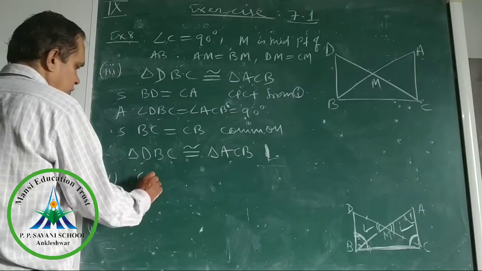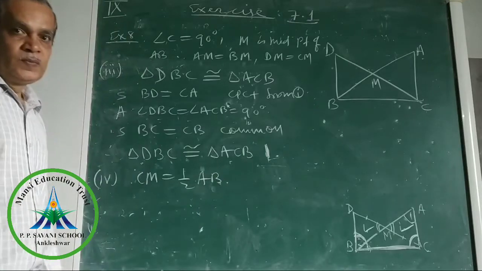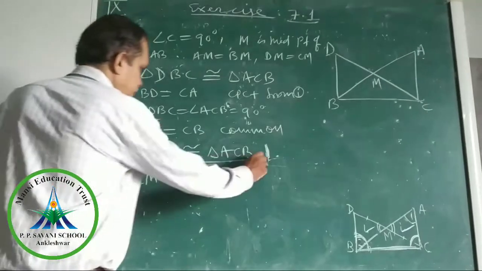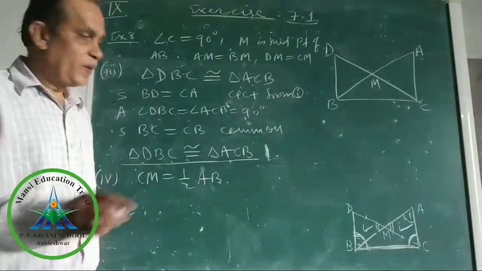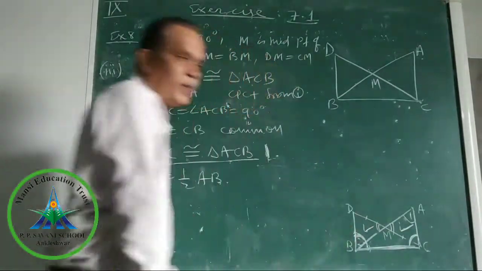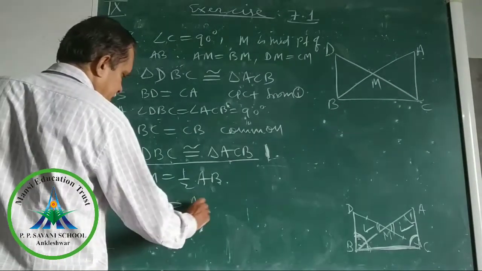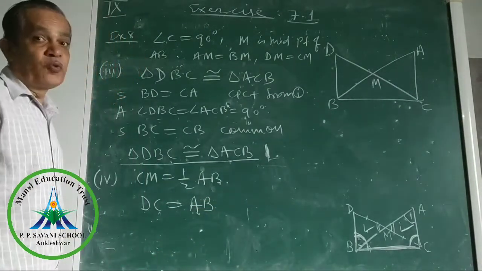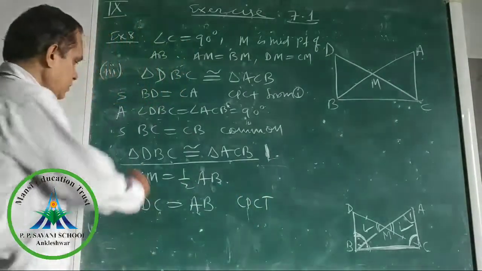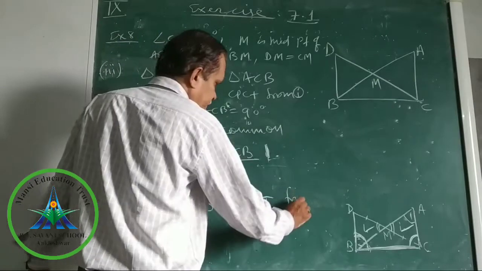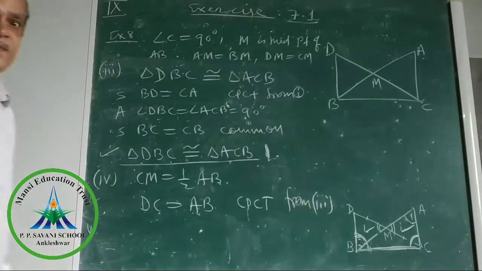Now see, the fourth is given: that CM equal to half AB. Now we just proved DBC congruent to ACB. Therefore, DC equal to AB. Yes or no? See, DC equal to AB. What reason will you give? CPCT. From where? From the third. Yes or no?